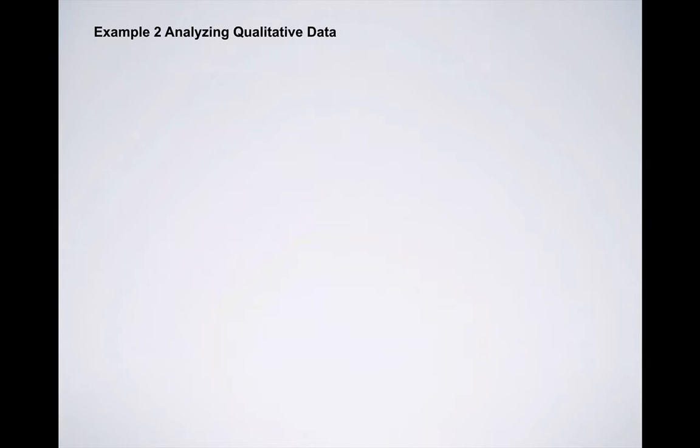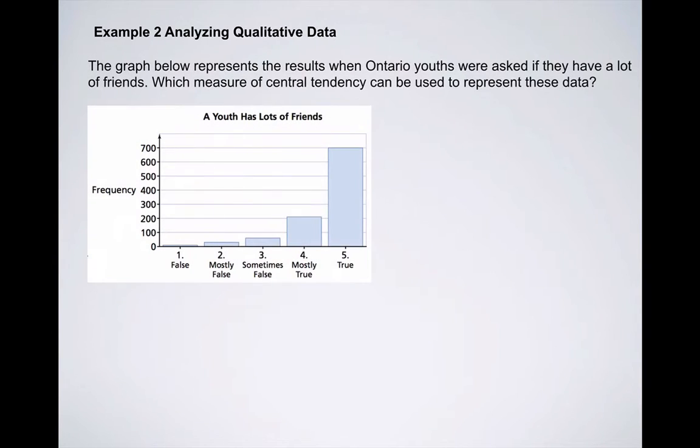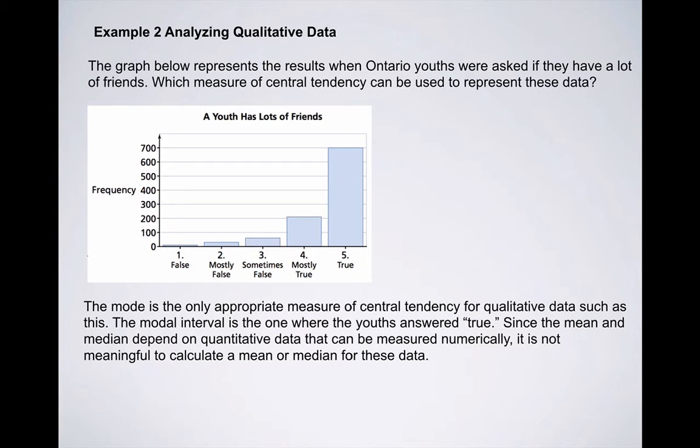Now, analyzing qualitative data. So if you've got a graph where you ask Ontario youths whether or not they have a lot of friends, and ask which measure of central tendency can be used to represent this data. Well, in this case, the mode is the only appropriate measure of central tendency. And it is usually best for qualitative data. And in fact, it's really the only one that you should be using for qualitative data.